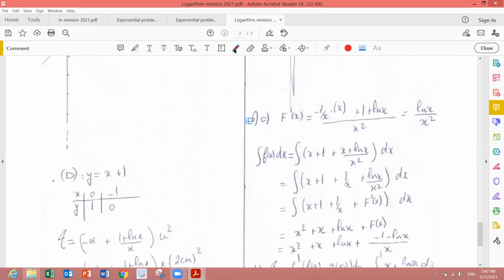So f prime of x: u prime is -1 over x times x, minus v prime, which becomes minus into (-1 minus ln x). It becomes (1 plus ln x) over x squared. It will be ln x over x squared.